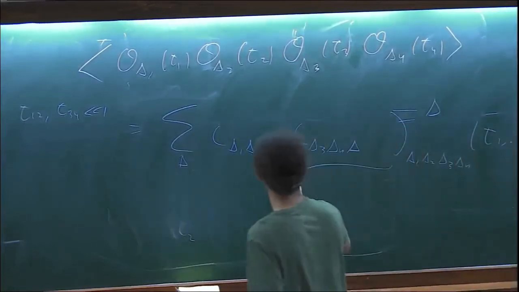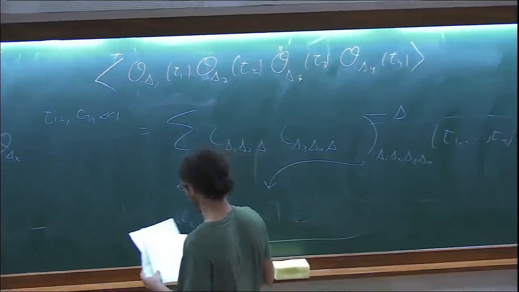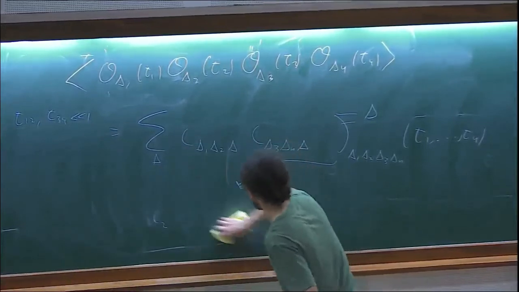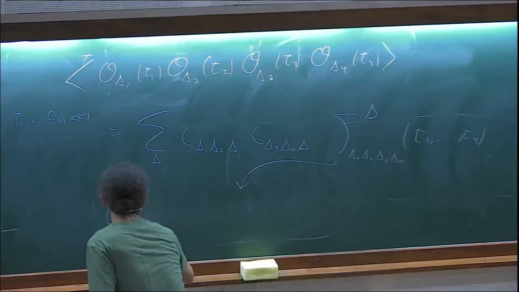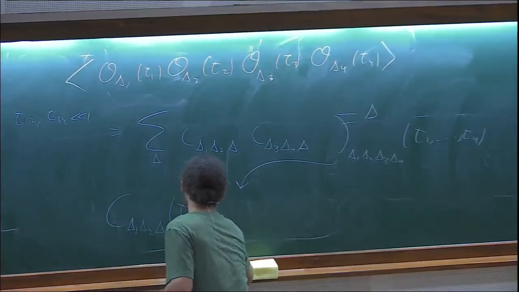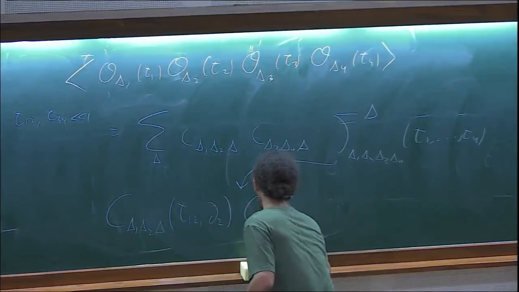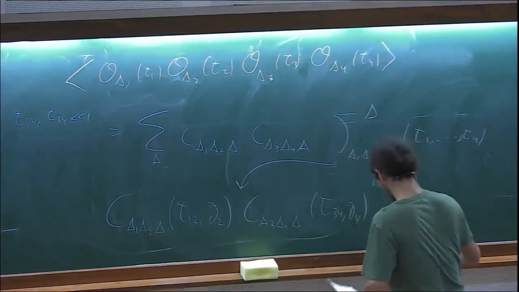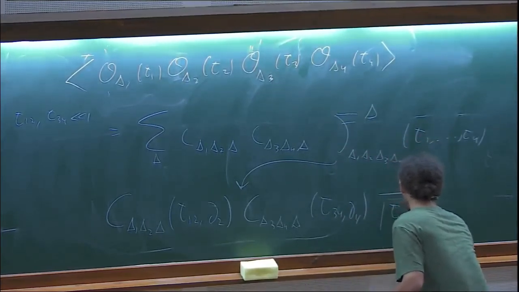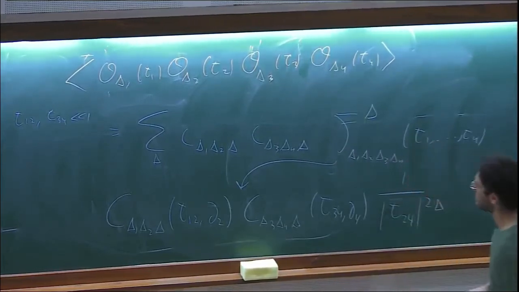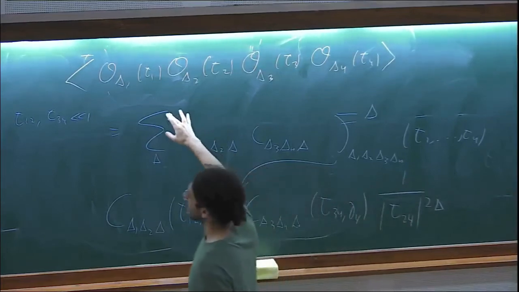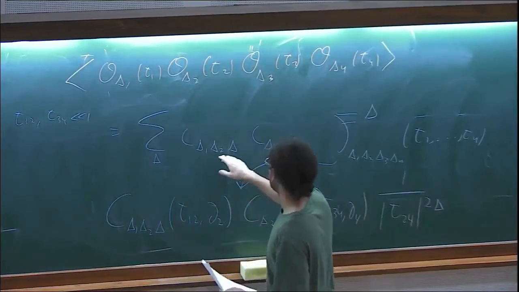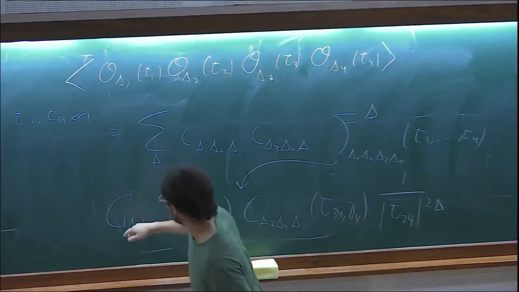Where F delta. So that's F delta. So let me explain this equation. I use that formula for these two terms. So I get O of delta 1, O of delta 2 is sum C delta 1, delta 2, delta, this capital C operator of tau 1, 2, D2.